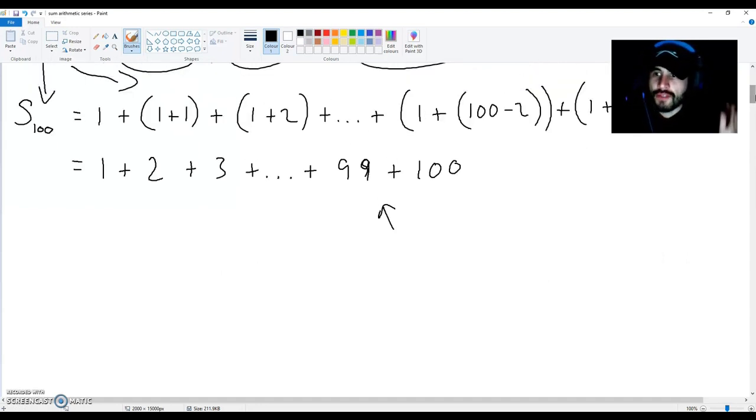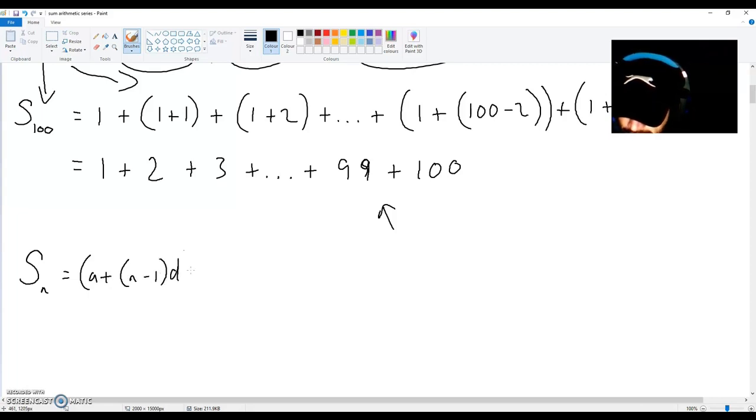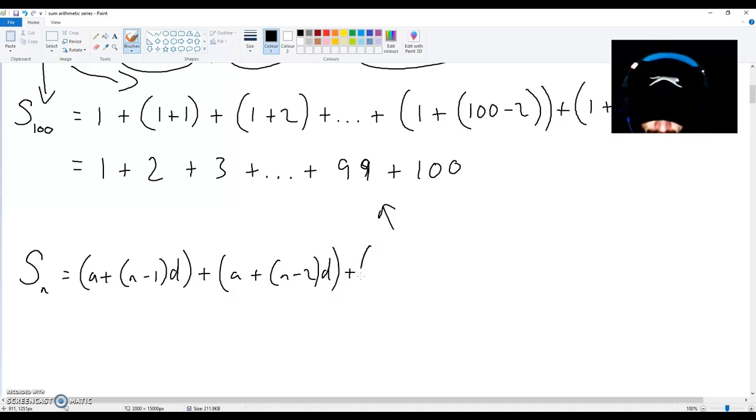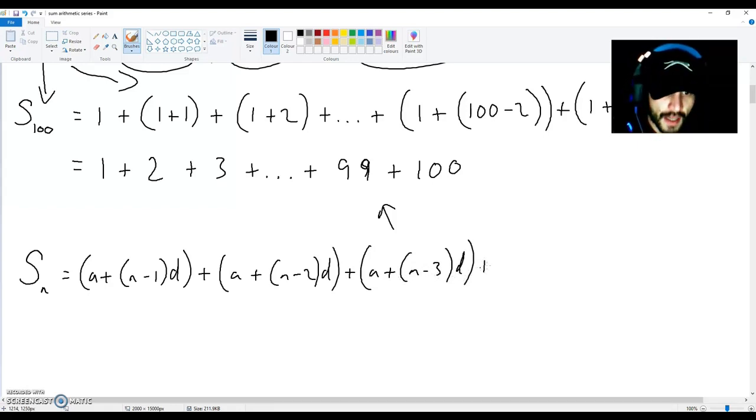Right, so once you have your pen and paper ready, I want you to write down the sum with n terms is equal to (a plus (n minus 1) multiplied by d) plus (a plus (n minus 2) multiplied by d) plus (a plus (n minus 3) multiplied by d), and then we're going to get plus dot dot dot plus (a plus d) plus a.